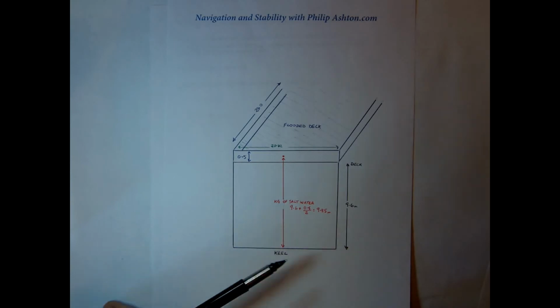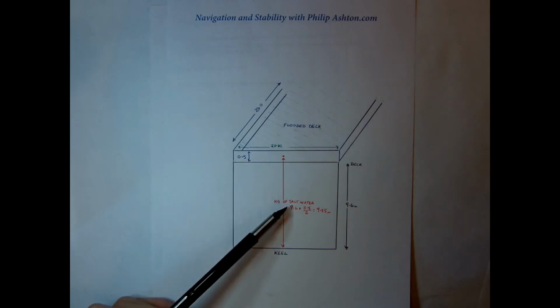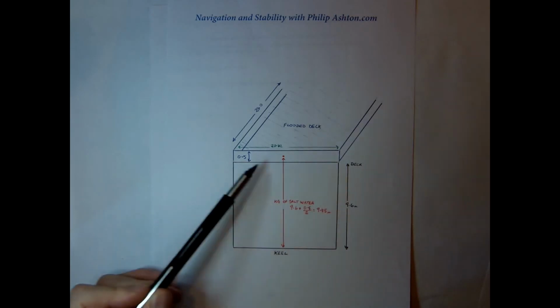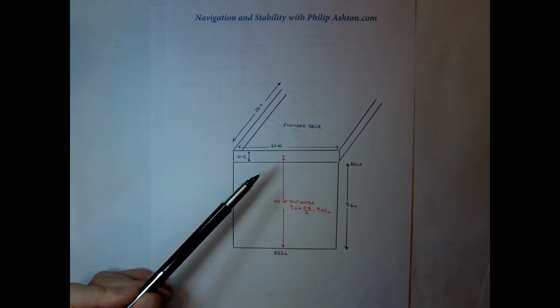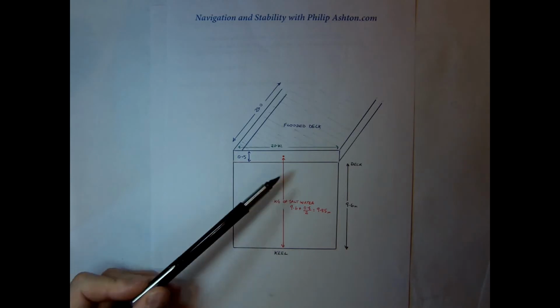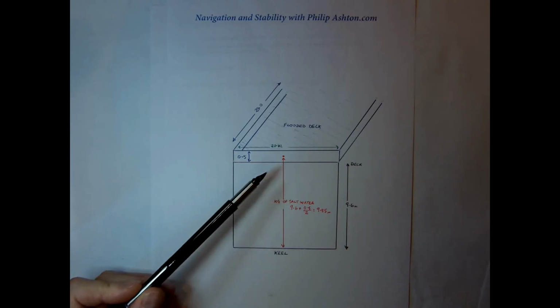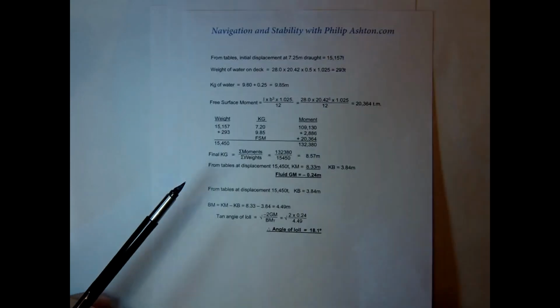And remember, a KG is from the keel to the centre of the weight. So the KG of the salt water will be 9.6 plus half of 0.5, which is 9.85. So it's important to realise that when you're working out the KG of the fluid on the deck. And of course we're going to have free surface moments. So let's look at how we solve the problem.